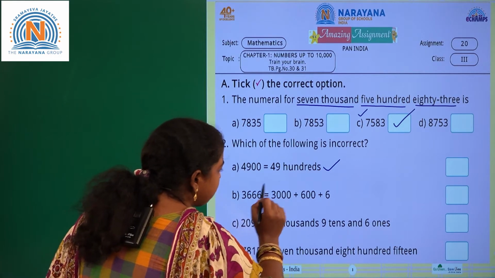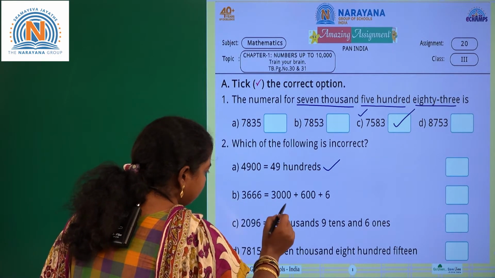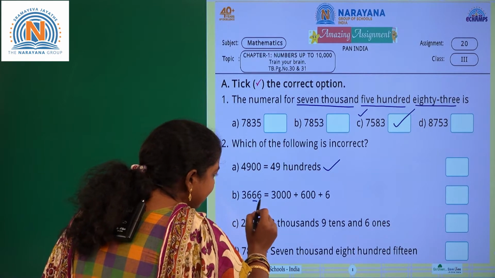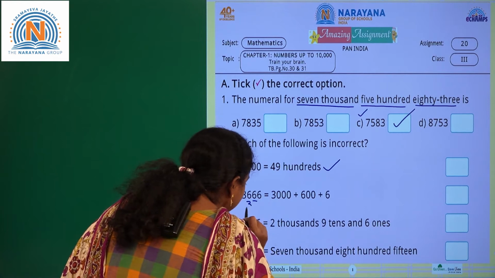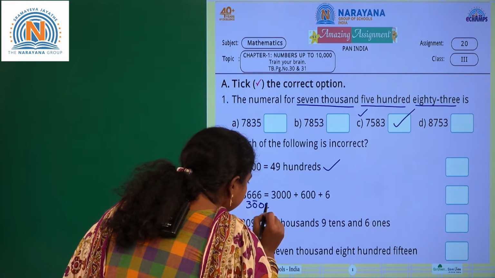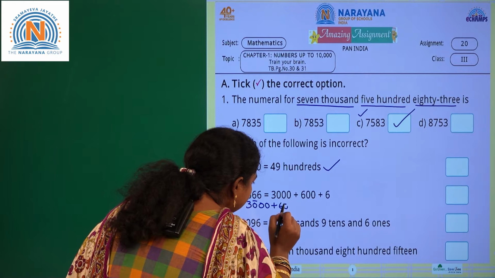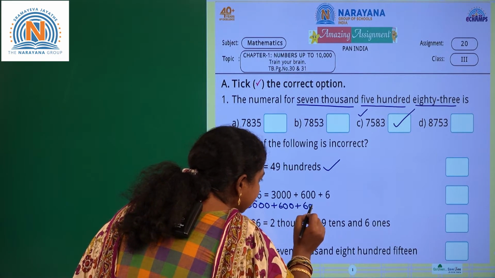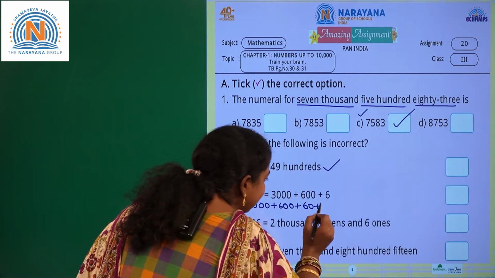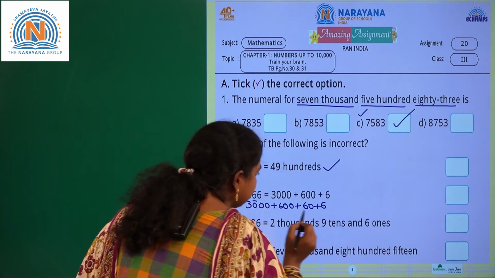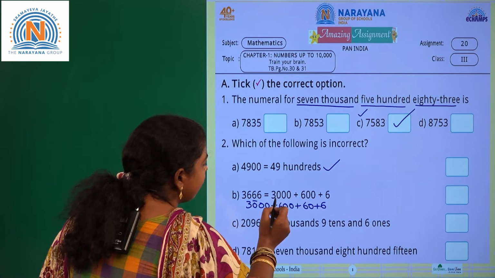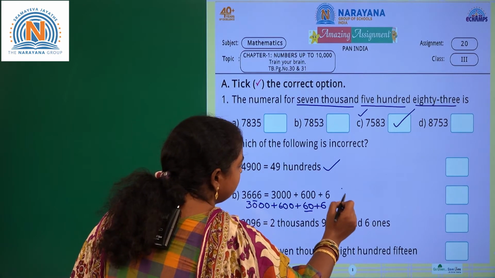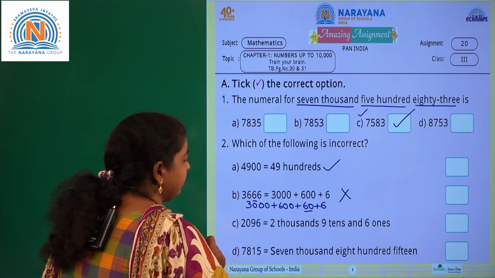3666. What is the expanded form for this? 3000 plus 600 plus 60. What is the expanded form for this? 3000 plus 600 plus 6 is there in tens place. So, 60 plus 6 is there in ones place. But the given one is 3000 plus 600 plus 6. 60 is missing. So, this is an incorrect statement.